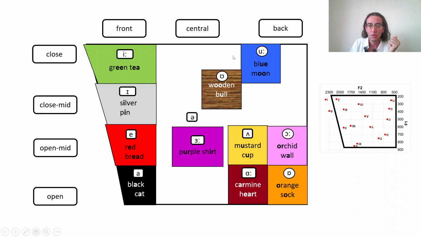Now, this difference here, we have a sort of central and close mid rounded vowel, and it's short. And here we have a sort of central, back, close, rounded, long vowel.